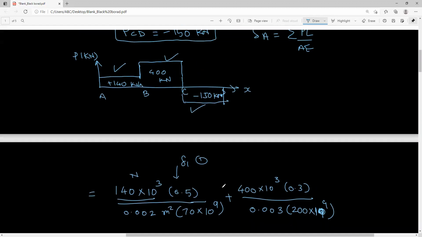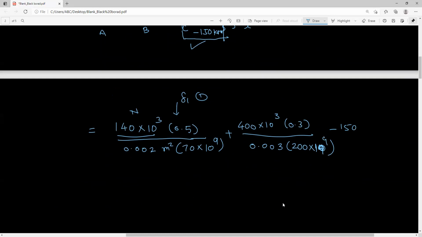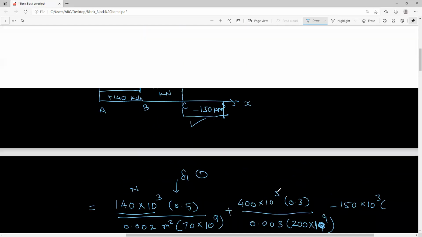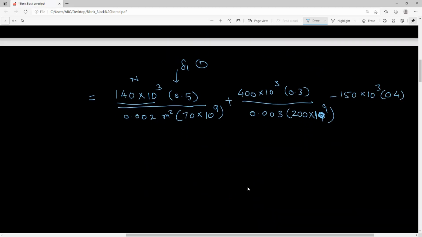Third part, of course, we had the compressive force, so minus 150 times 10 to the power 3. What is the length? You can see here the length is 0.4 meter, and then divide by 0.003, the cross-sectional area, and the Young's modulus remains the same. So altogether, if you simplify, this is delta 2 due to force in part BC, and this is delta 3 due to force in part CD.